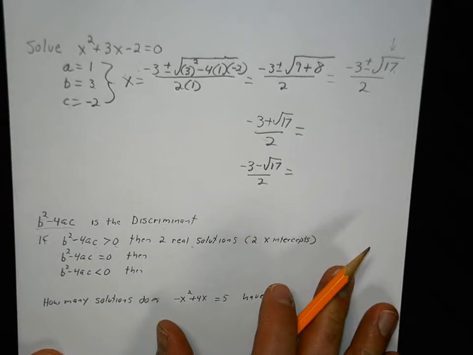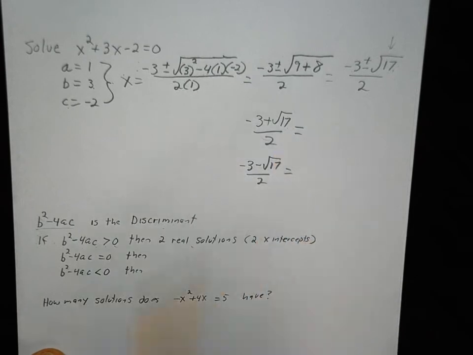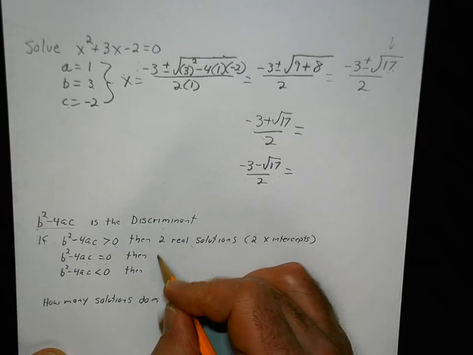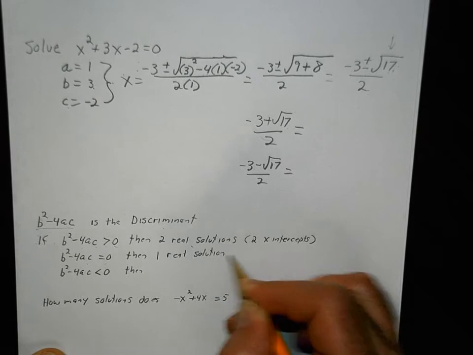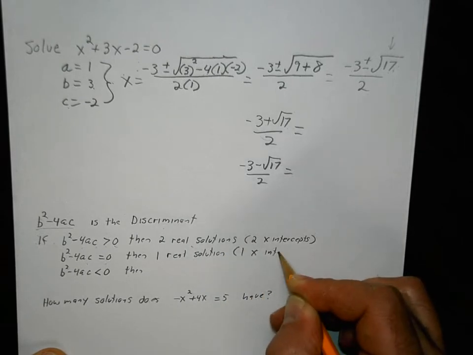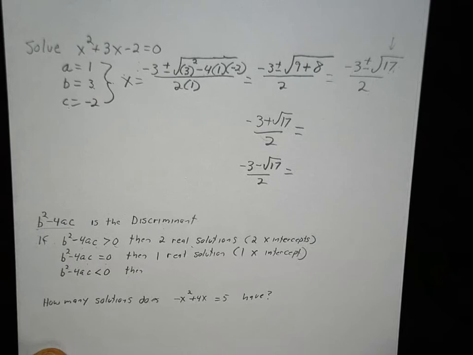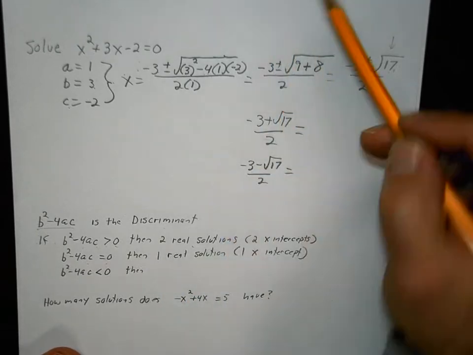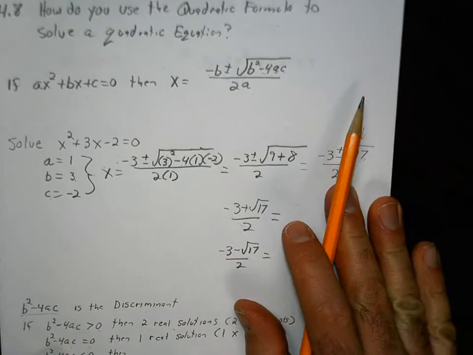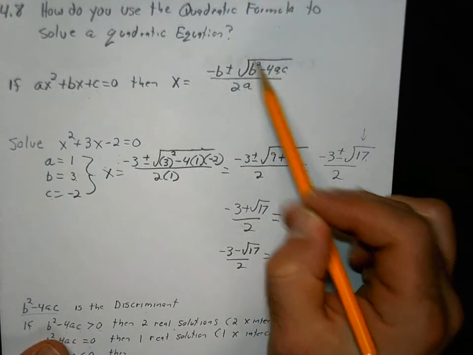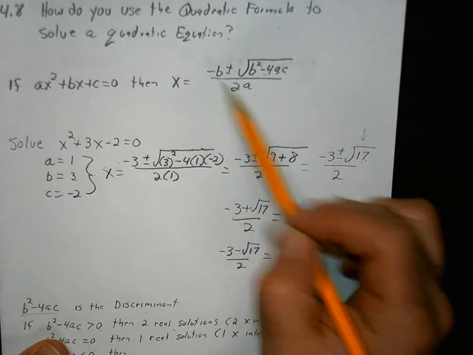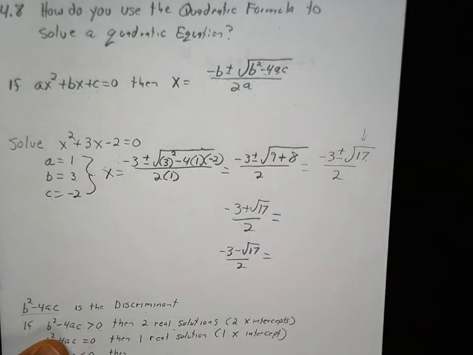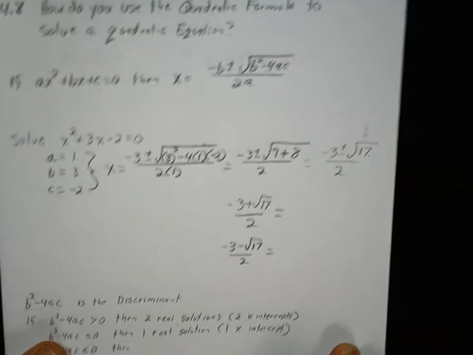So if I have a positive under the square root, two solutions. If b squared minus 4ac equals 0, then I have one real solution and one x-intercept. Okay, that makes sense, because if this is 0, the square root of 0 is 0, so this whole term goes away. So I get negative b over 2a as my only solution, and that's only one value.